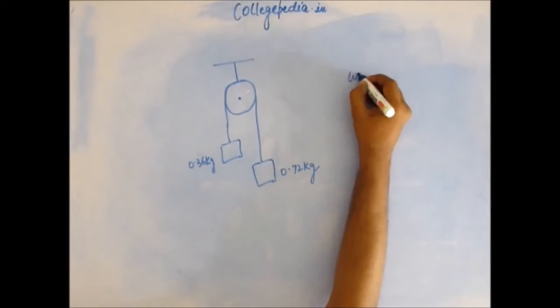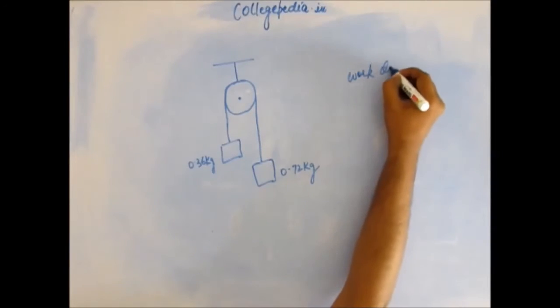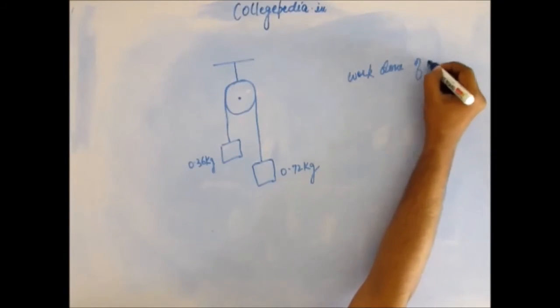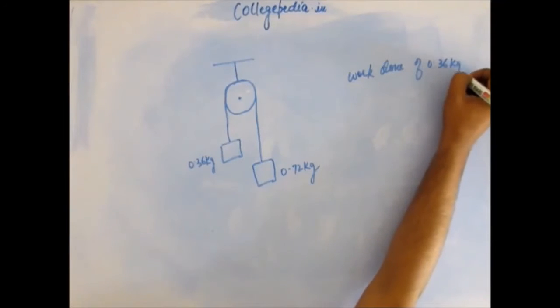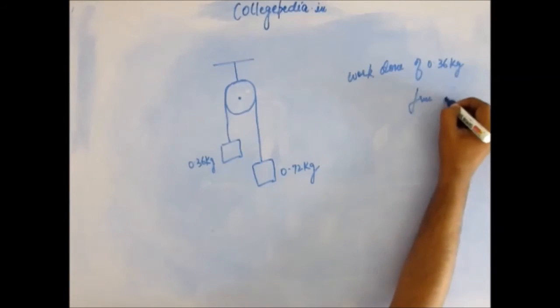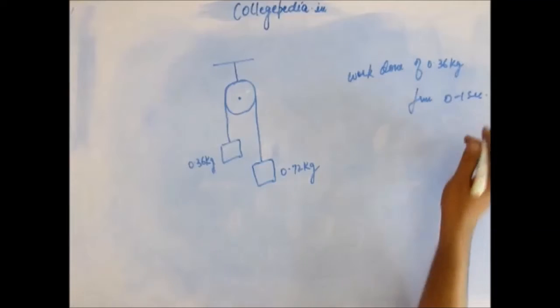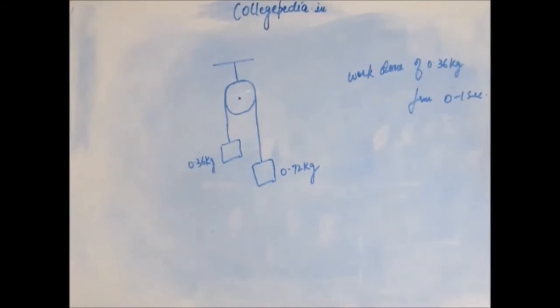So we have to find the work done on 0.36 kg from 0 to 1 second after the system has been set free. So again you'll have to try this on your own. Stop the video and solve this one out, and then we'll discuss.